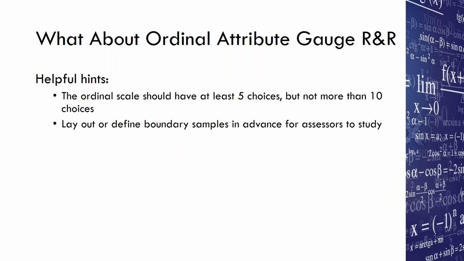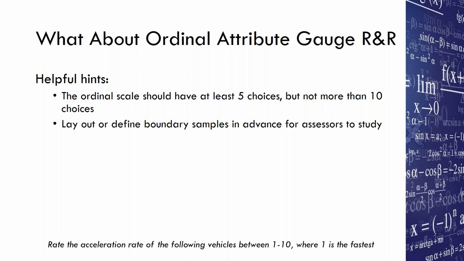Now, if you remember, just a little bit ago, I said that running an ordinal attribute assessment agreement is going to be a little bit more difficult than running a nominal attribute assessment agreement. So here are a couple of helpful hints for you. First is that the ordinal scale should have at least 5 choices, but no more than 10. And the second thing is that you want to lay out boundary samples in advance so that your assessors understand what they're looking at. So let me give you an example of that.